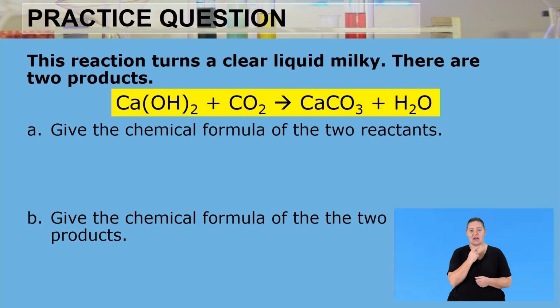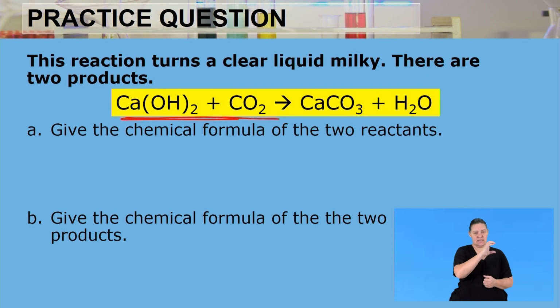Moving on. Now, this question, we are given a chemical equation that is in terms of chemical symbols. It says that this reaction turns a clear liquid milky, and there are two products in this particular reaction. And also, by looking at this reaction, we're seeing that we also have two reactants. So we have two reactants and two products. So question 1 says, give the chemical formula of the two reactants. Our reactants, remember, are written before the arrow, or on the left-hand side of the equation. So these are going to be our two reactants, and these are going to be our two products.